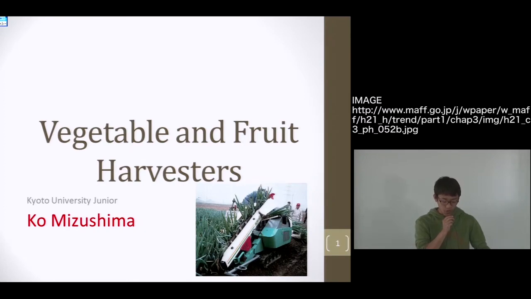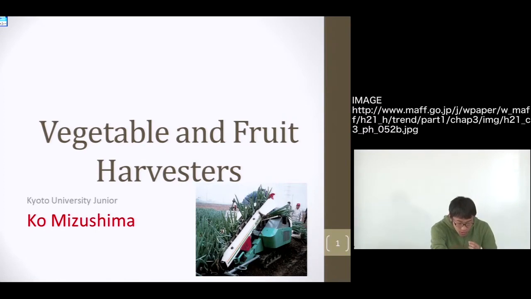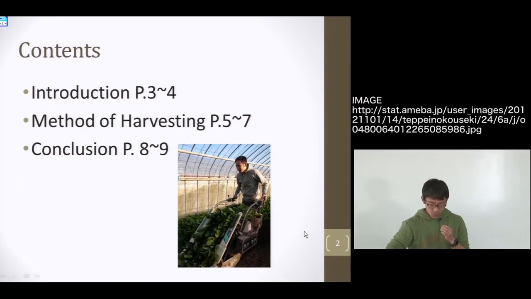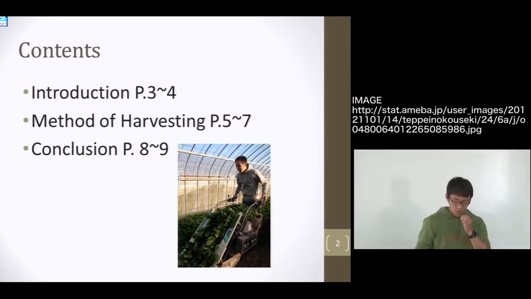Today, I'm going to talk about vegetable and fruit harvesters. This is the overview of my presentation. First, I will introduce harvesting machines. First, I would like to talk about the explanation of harvesters in the introduction. And second, I want to explain the methods of harvesting. And lastly, I would like to give some of my conclusion.